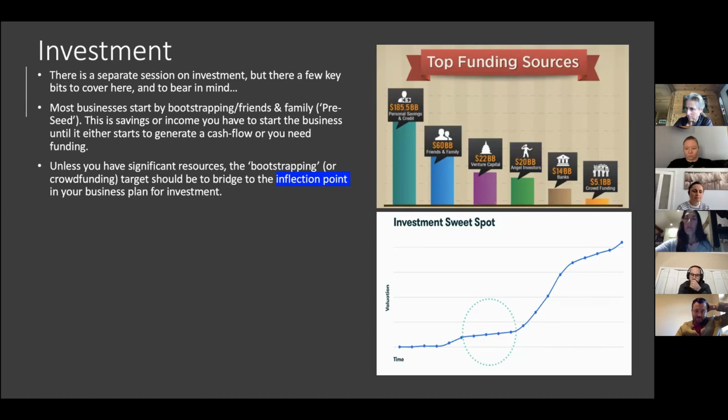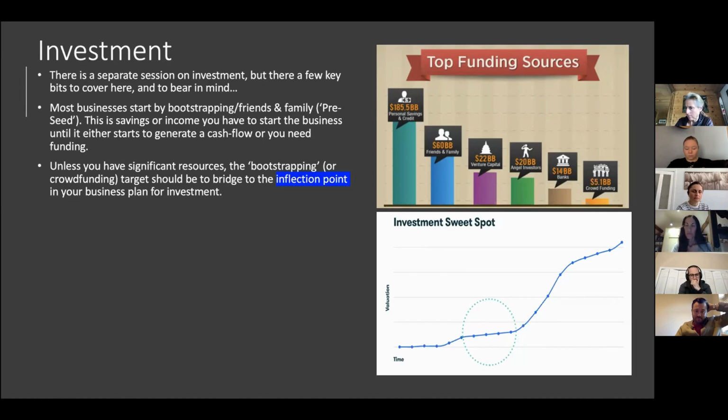And on your chart, bottom right, you'll see that point is a steep climb after the green dotted circle there. The target is that you will have this business plan and associated bits and pieces ready to present to an investor at that point.